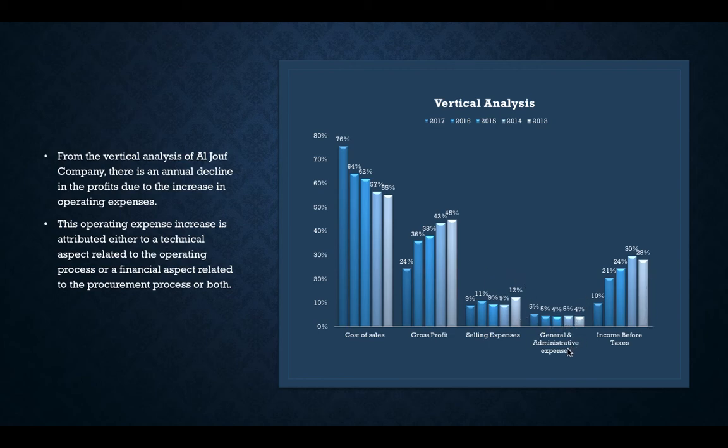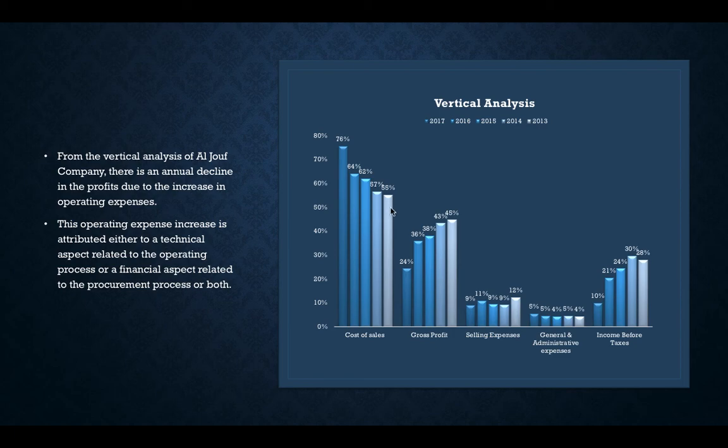If we start with G&A, we are going to find it is stable: 4% of the gross sales in 2013, and 2014 is also okay, stable. It is the same with the selling expense, so far stable also: 12, 9, 11, it's okay. Then the operation expenses, or cost of sales, this is the problem here. We find this is increased.